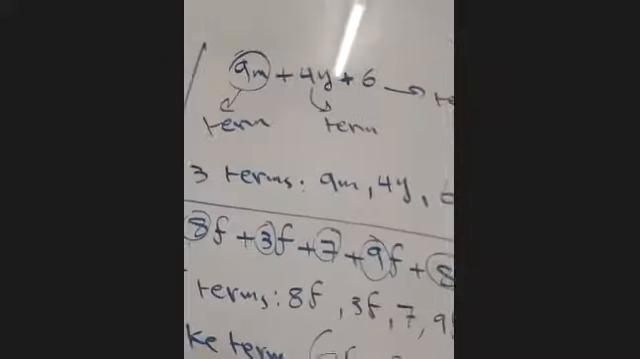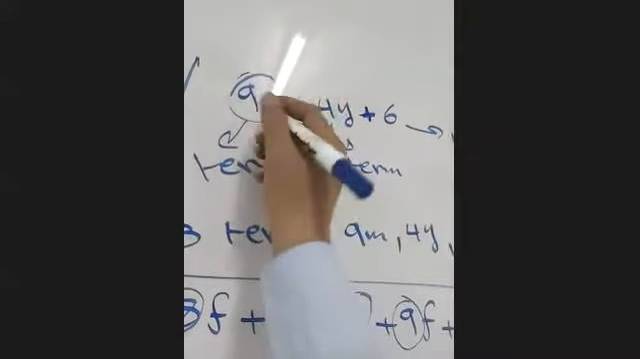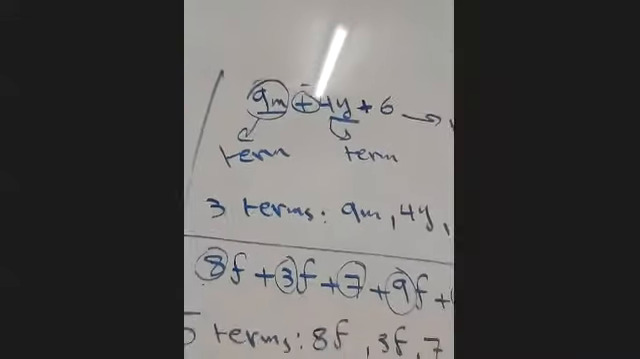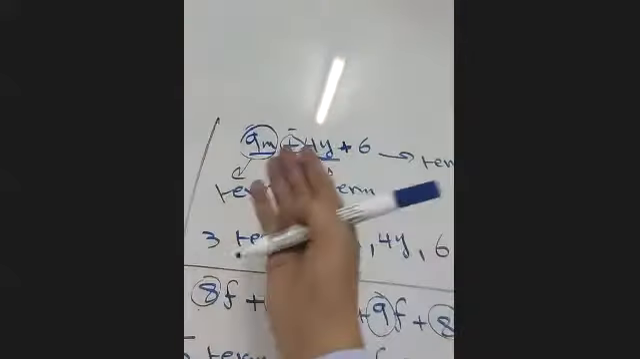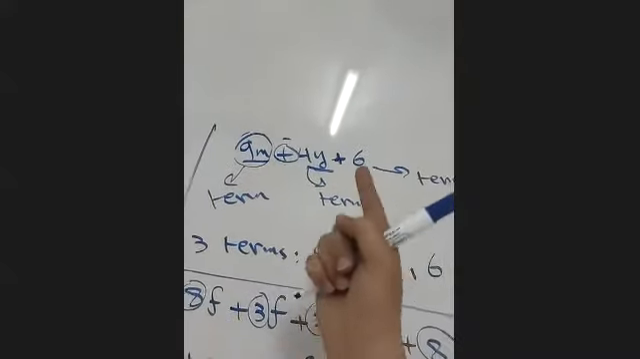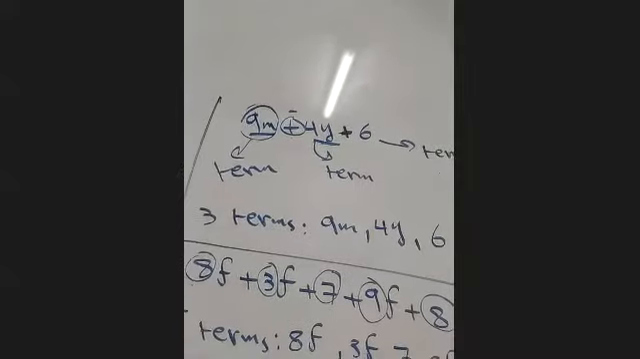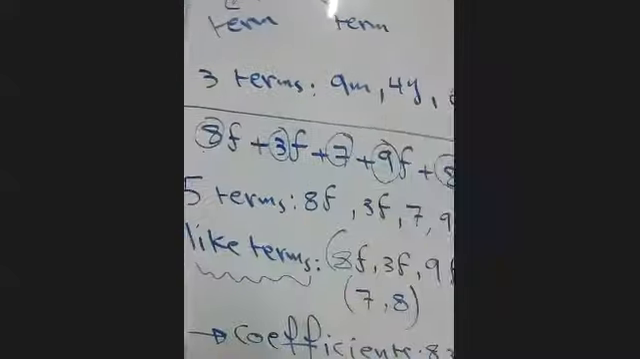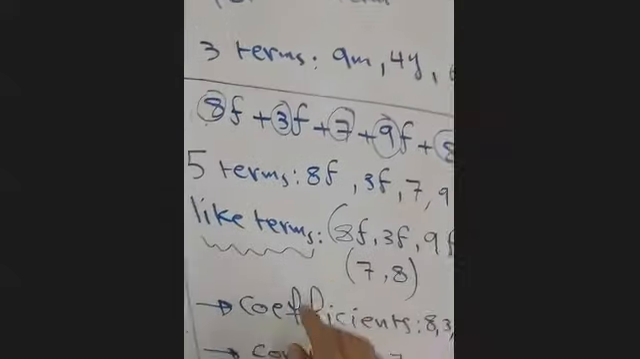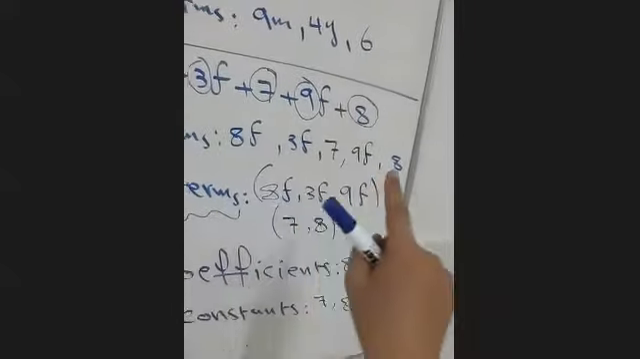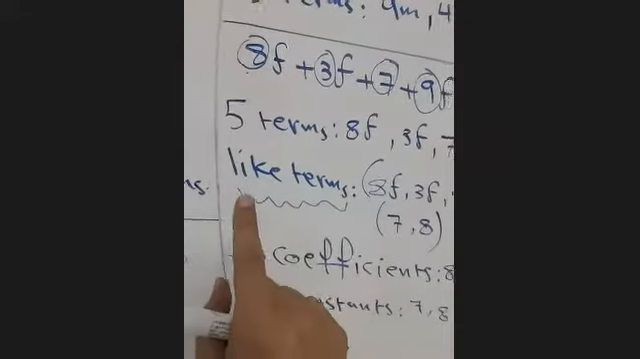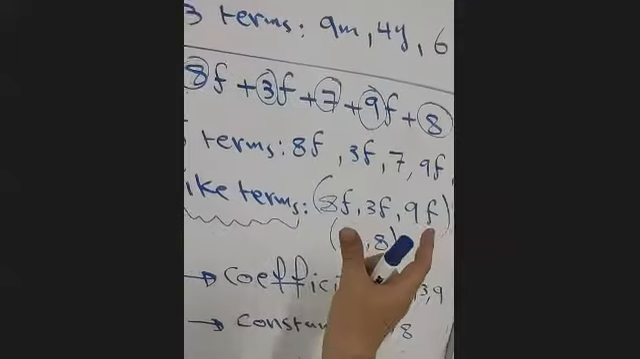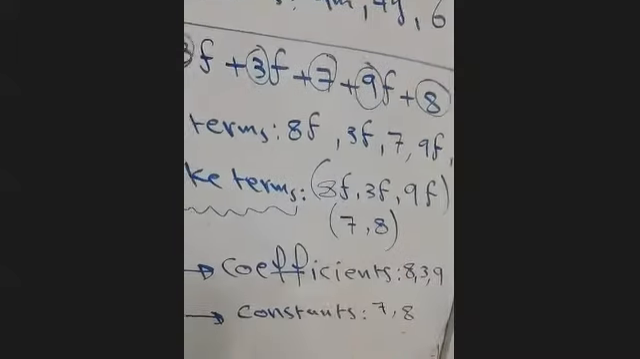But what is the term? The term is any part split by addition or subtraction. Okay, so here we have 3 terms, 9m, 4y, 6. 3 terms. Here we have 1, 2, 3, 4, 5 terms. We have 5 terms. Here they are. Like terms, 8f with 3f, 9f, they are like terms. The numbers together are also like terms.